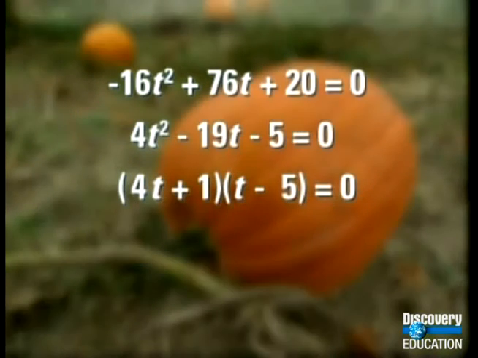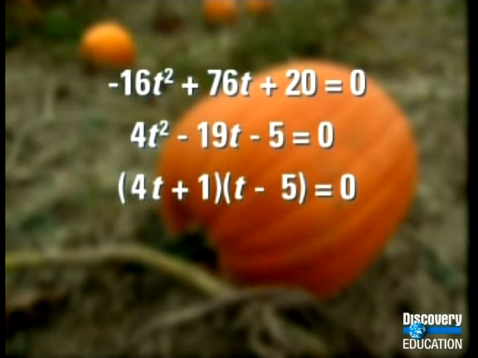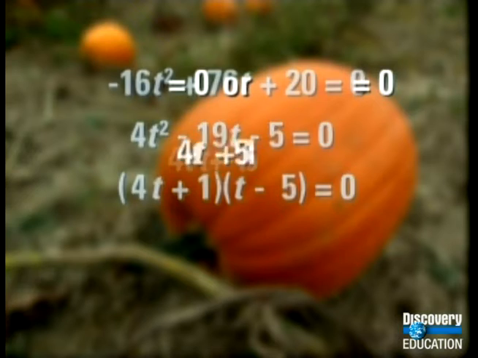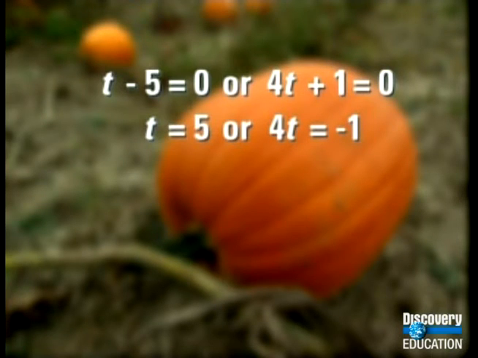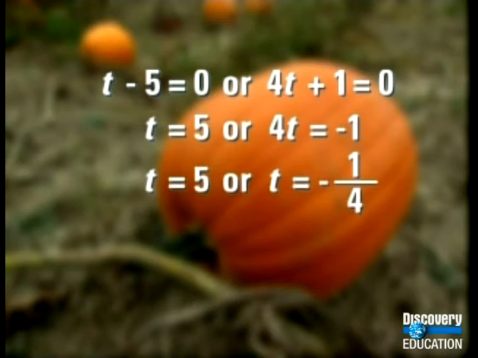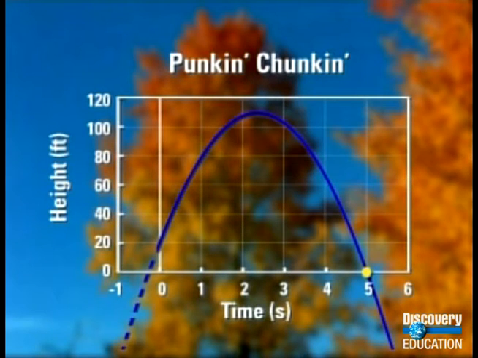And the roots of the function defined by this expression would be the values of t that would make it equal to 0. Of course, the only way for this to equal 0 is if one of the factors is 0. So either t minus 5 equals 0 or 4t plus 1 equals 0. This works if t equals 5 or t equals minus 1/4. The answer is that the pumpkin stays up either 5 seconds before hitting the ground when h equals 0, or it stays up negative 1/4 of a second. The only answer that makes sense given the actual launch is 5 seconds.